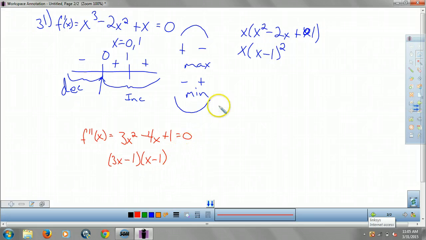Guys, if you aren't good at factoring, you should brush up on it. Just because it's good for you. Whoa, crooked line. That's fine, we'll just be crooked people.